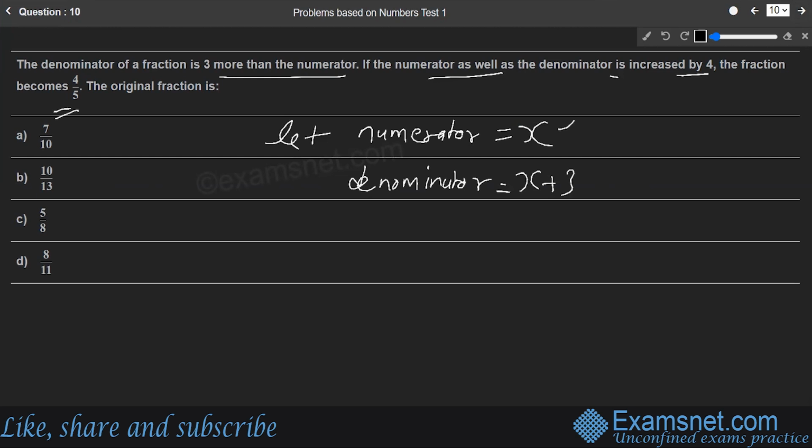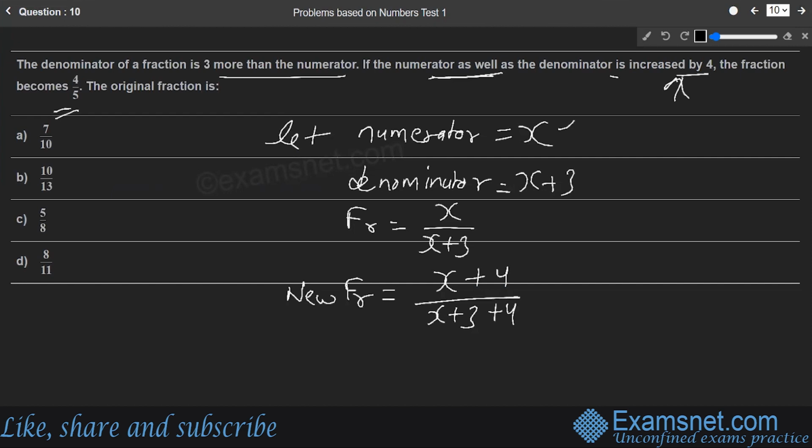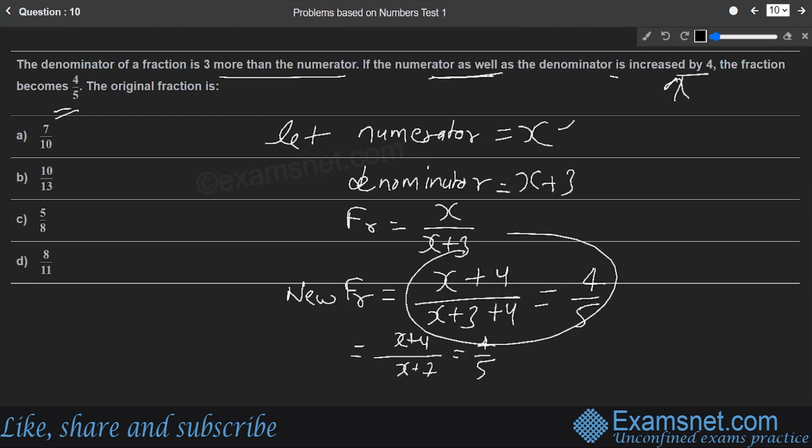Then he says the numerator as well as the denominator is increased by 4. The fraction right now is x over x plus 3, numerator over denominator. So let us increase them: the numerator is increased by 4 and the denominator is also increased by 4. Then the fraction's value becomes 4 by 5. So we have this expression to solve for x: x plus 4 divided by x plus 7 is equal to 4 by 5. Cross multiplication gives us 5x plus 20 is equal to 4x plus 28.